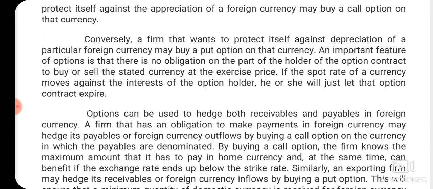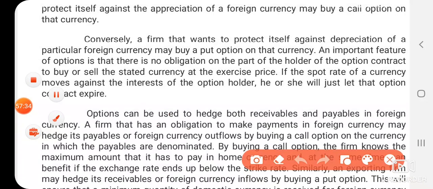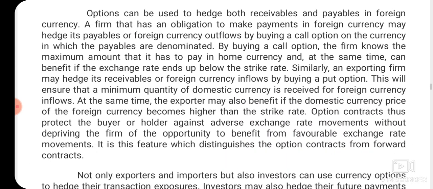An important feature is that there is no obligation. There is no obligation on the part of the holder of the option contract to buy or sell the stated currency at the exercise price. Why? Because if the spot rate of the currency moves against the interest of the option holder, he or she will just let the option contract expire, because they have choices like call option and put option.